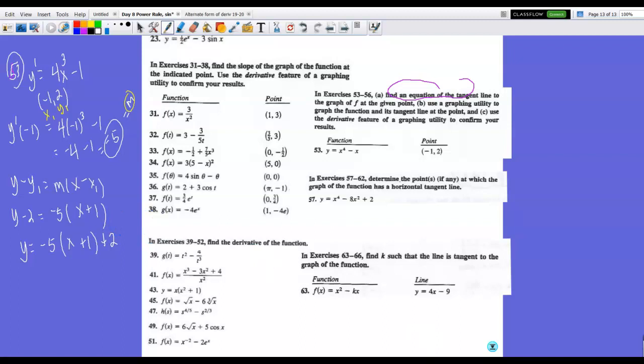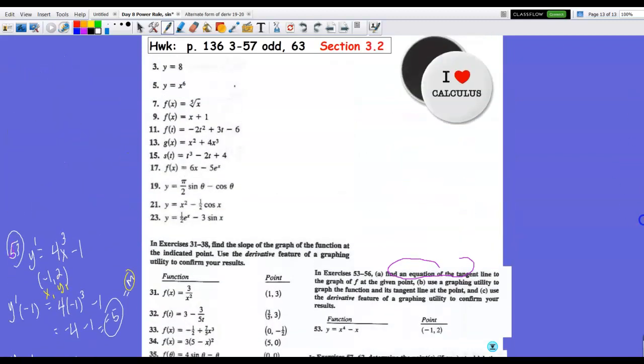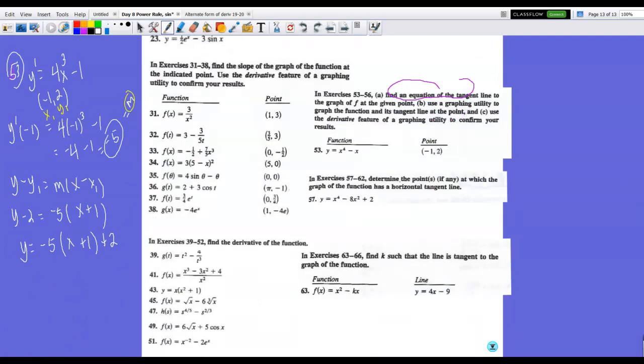Let's see, what was our assignment again? We're not going to do 55, clearly, because it's not here. So we're going to 57 odd and number 63. 63 is a fun one, but let's get to 57 first.